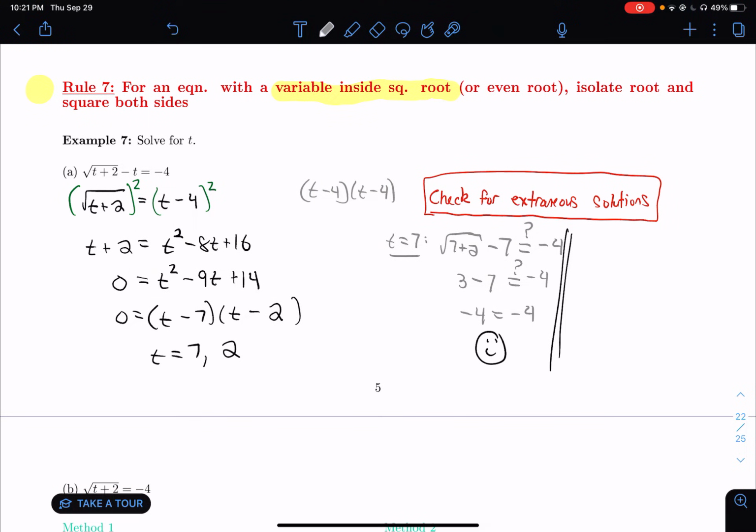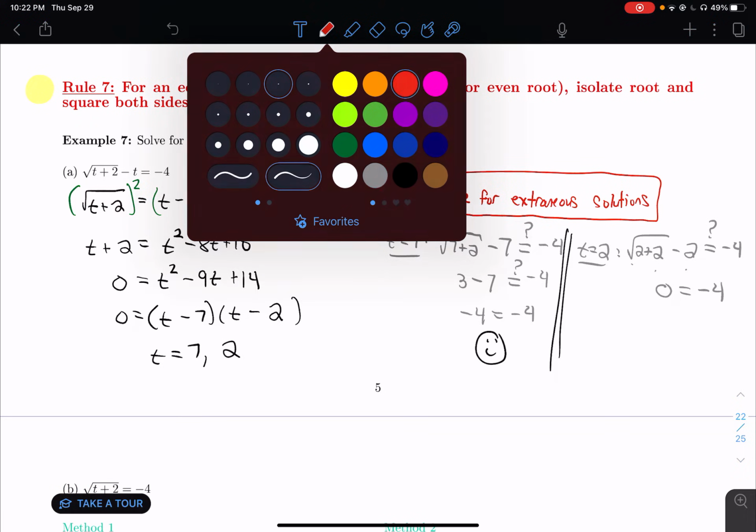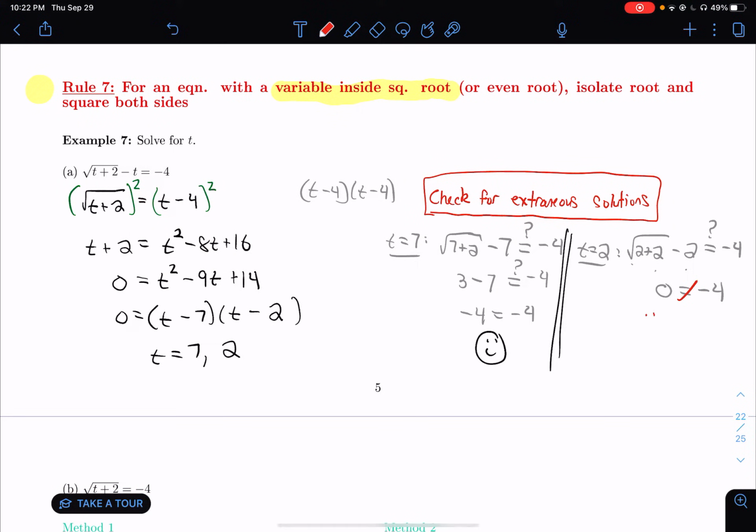All right, let's check this other answer. Let's test t equals 2. If I plug that in, I get the square root of 2 plus 2, minus 2, equals question mark. Does this equal -4? Okay, so I've got the square root of 4, which is 2, minus 2, and that's going to be 0. And 0 does not equal -4. So this one's not working. So t equals 2, I put a slash through it and I write EXTR. It is extraneous. So I end up with just one answer, t equals 7.